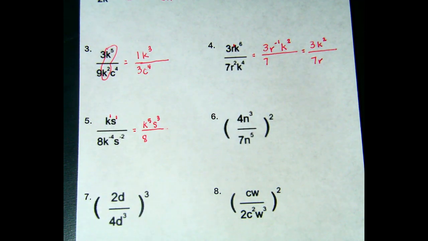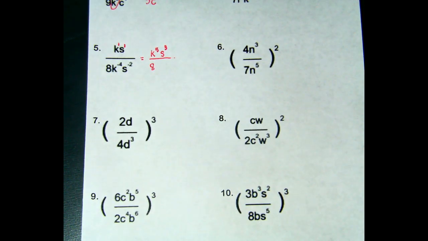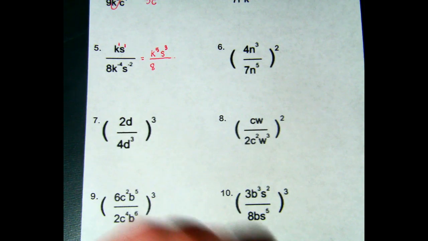6 through 10 are the power of a quotient rules. So we're going to go ahead and look at 6 through 10. Those are the rules you're using. I would pause it and try some of these on your own.